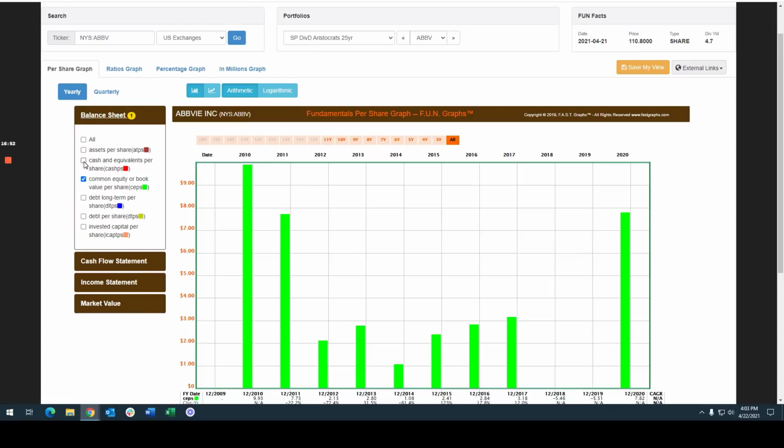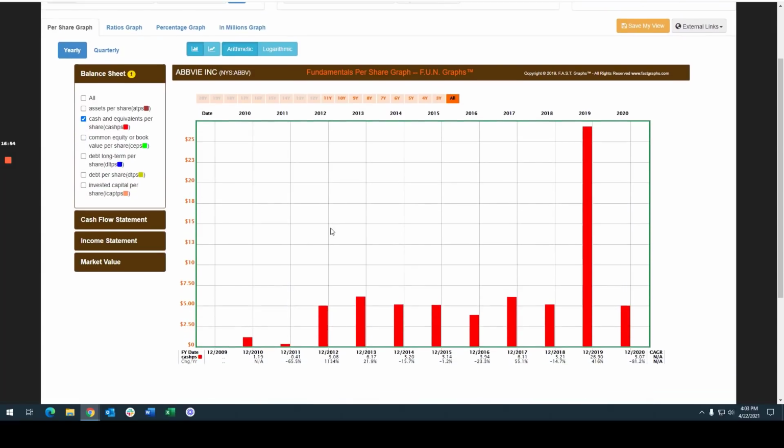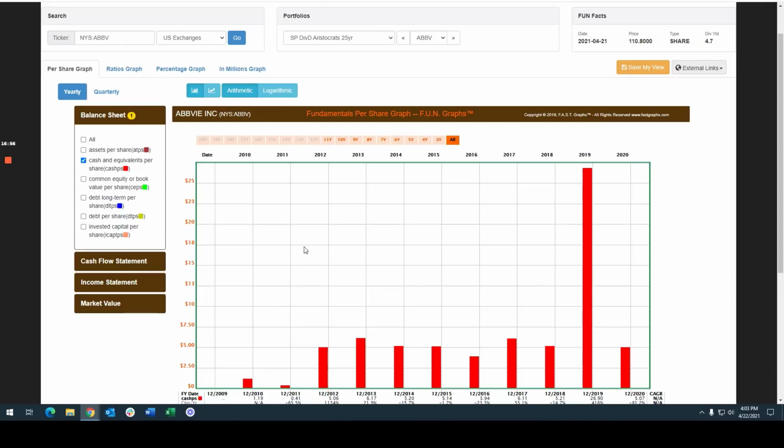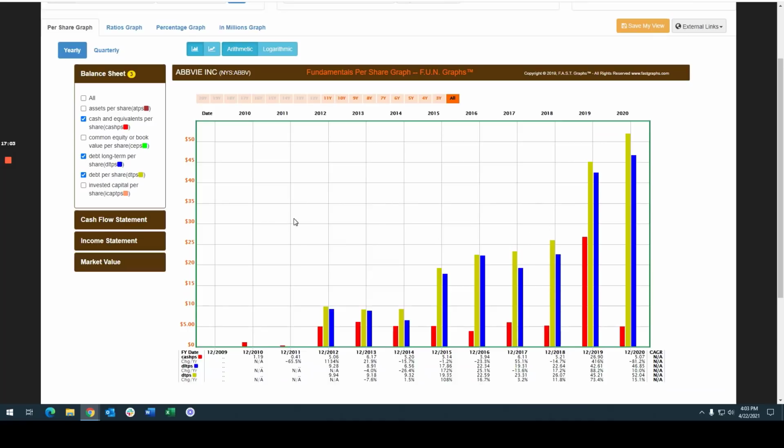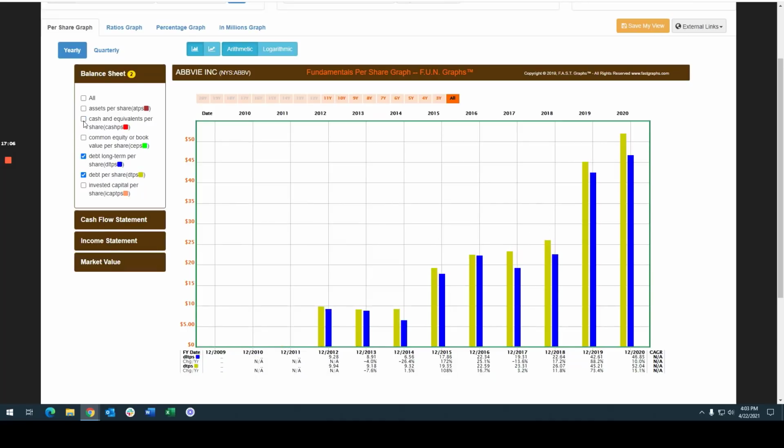But I'd look at the balance sheet. I want to see how much cash per share they have on hand and whether they've done anything with that cash. I'm going to look at debt, long-term debt and total debt. I want to see their debt profile, and AbbVie does have a lot of debt.